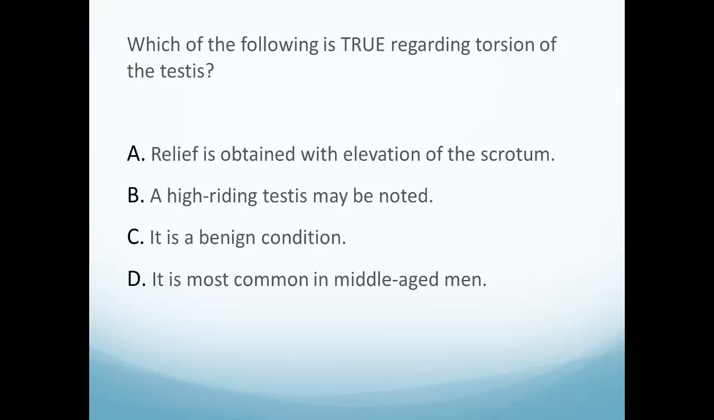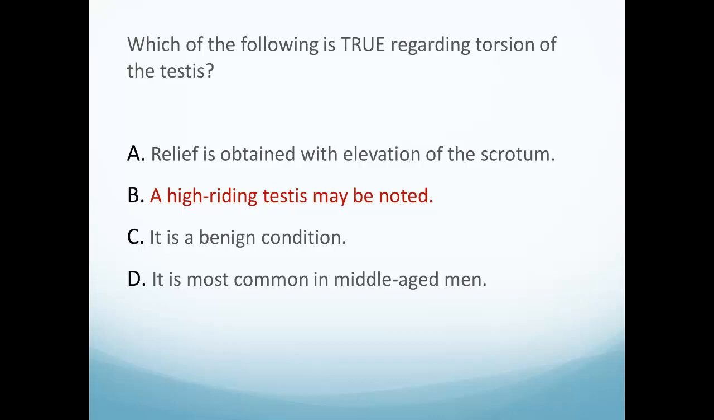If you answered a high riding testy may be noted, you are correct. So as we saw in that picture, the testy starts to ride up because the spermatic cord is twisting, so it's going to be pulling that testy up. So one may be higher than the other.